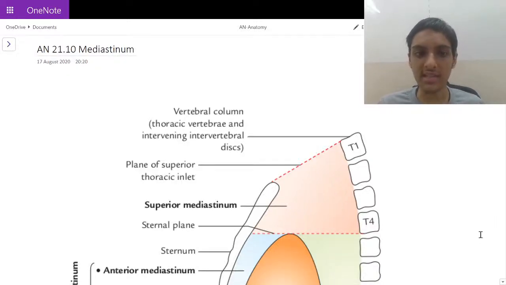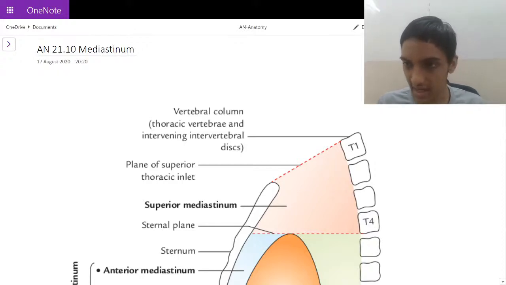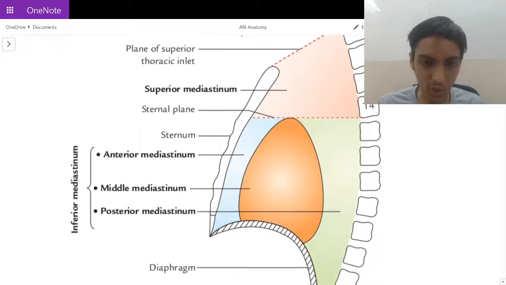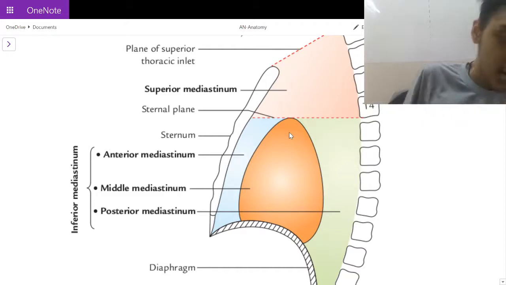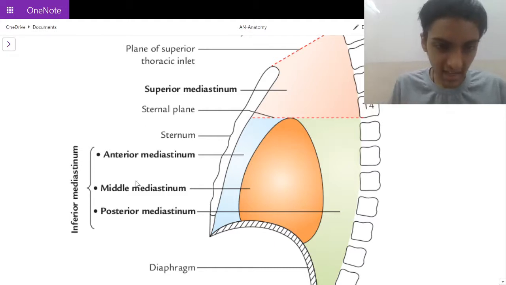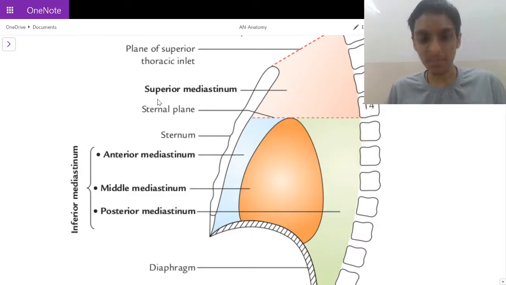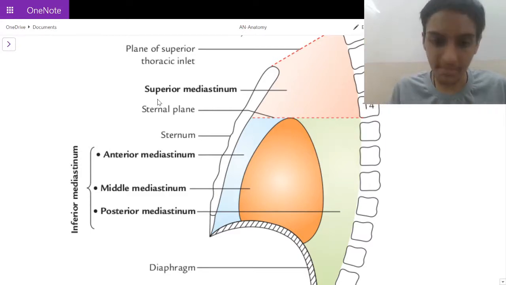Hello friends, in this video we'll talk about the mediastinum. First we'll see what are the four types of mediastinum: superior, anterior, posterior and the middle mediastinum. I'll give you a mnemonic to remember: Middle M, anterior A, posterior P, superior S. Remember it as MAPS.